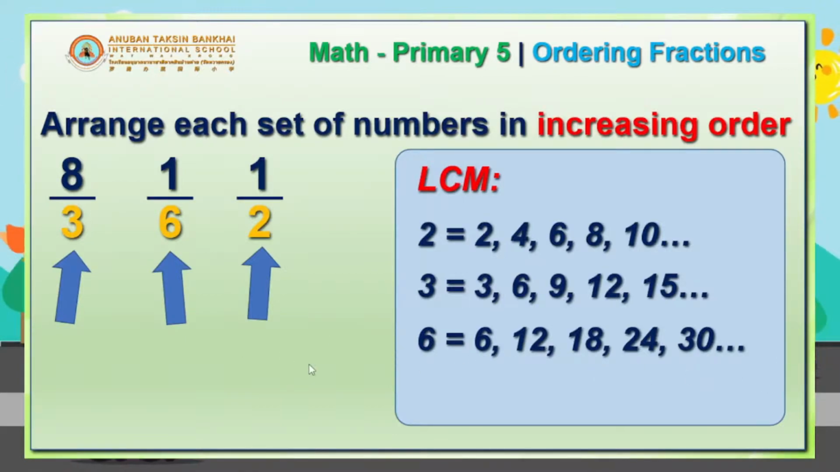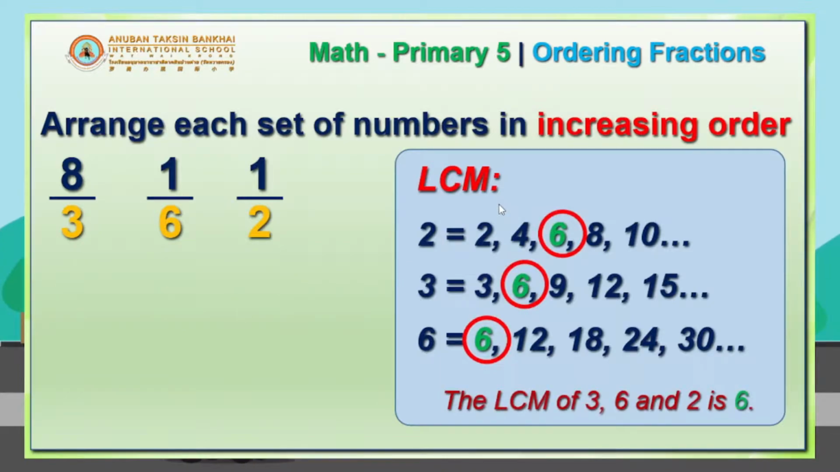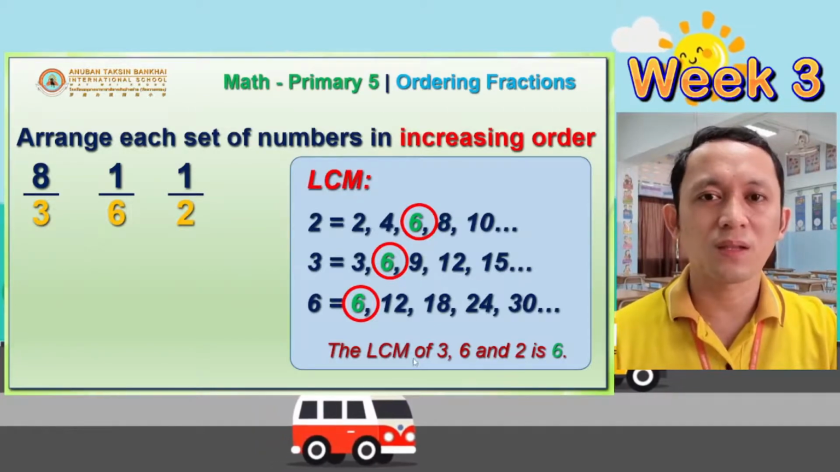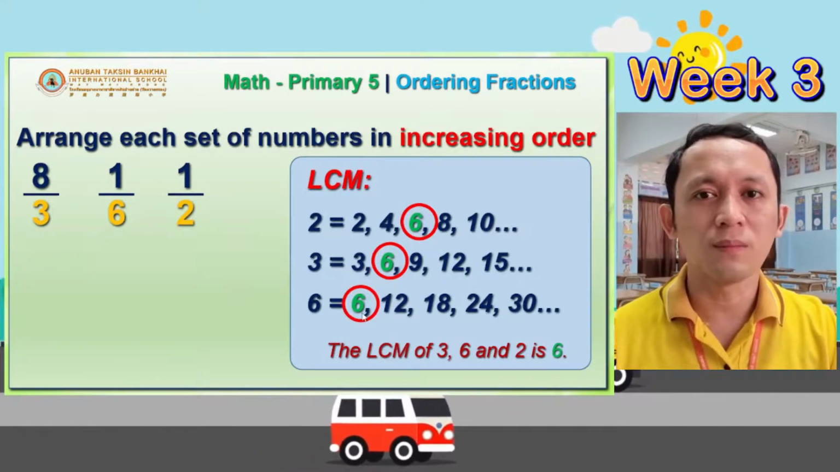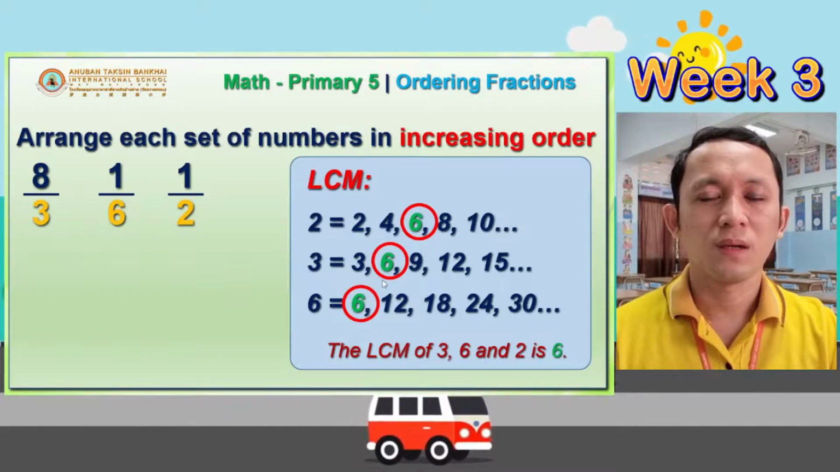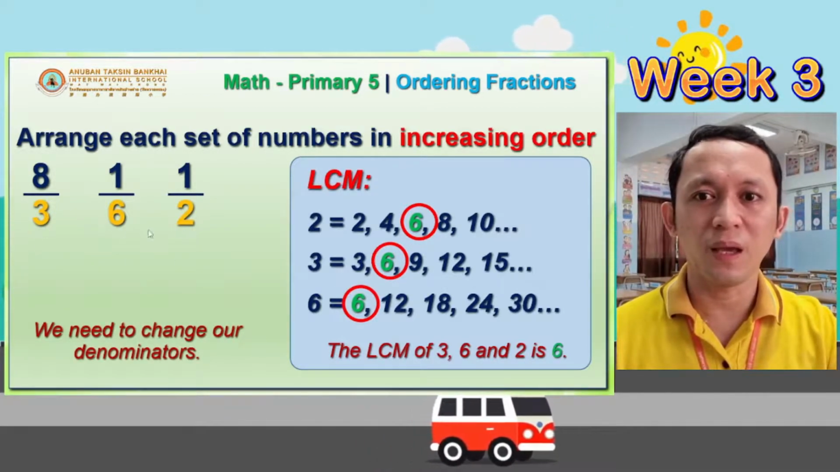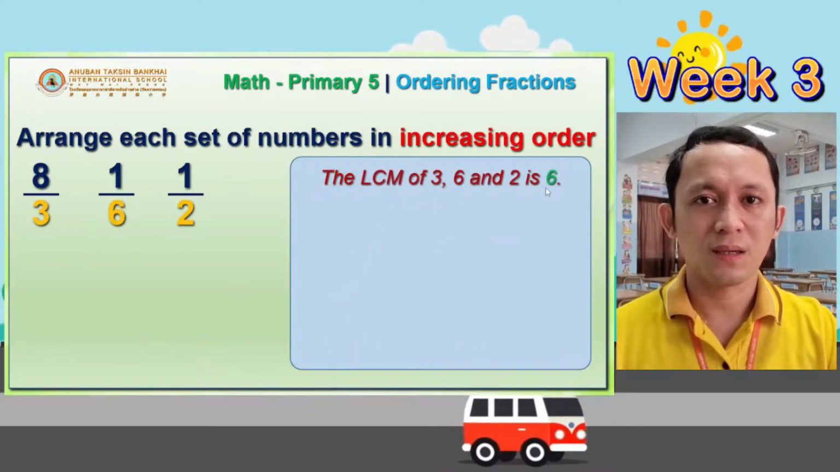Now let's check if we have a common multiple of these 3 numbers. If you check this, we have 6 as our least, meaning the smallest, common multiple of these numbers. Therefore, we need to change our denominators to 6.